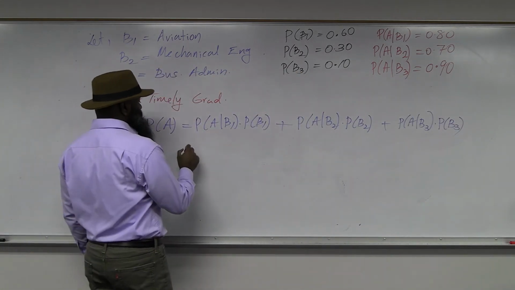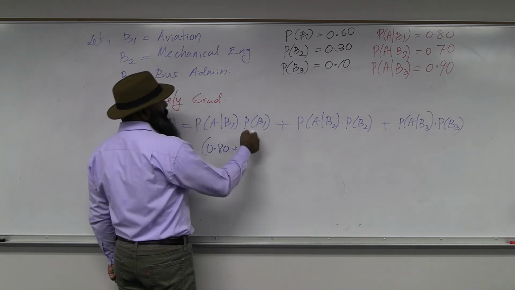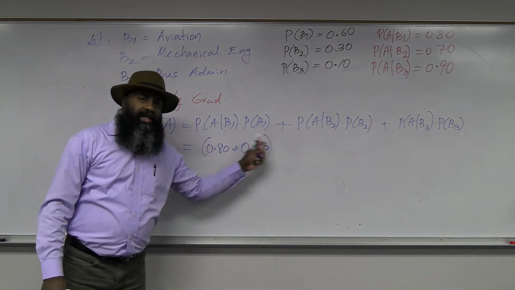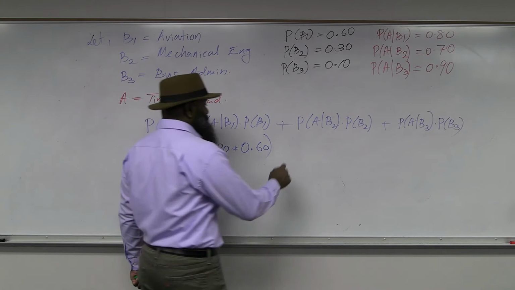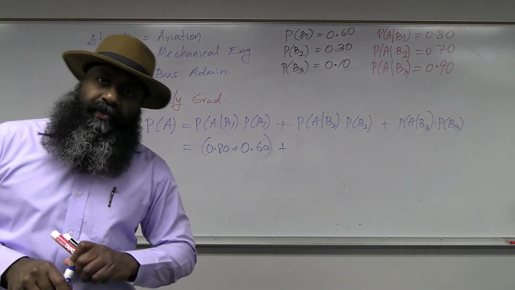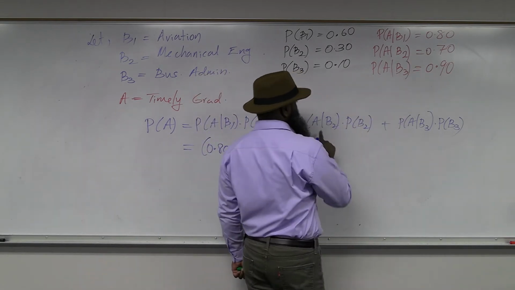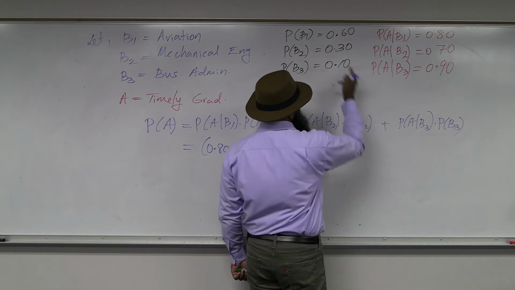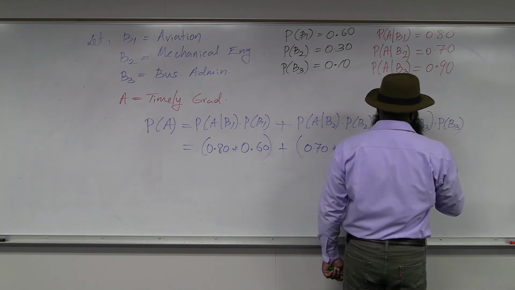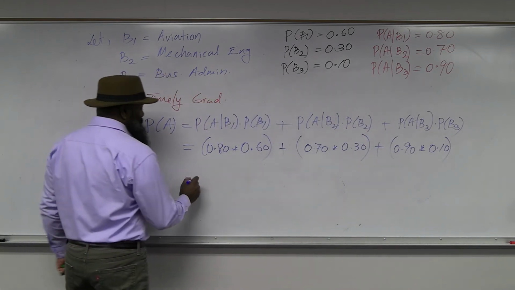So we can plug in those values and simplify. A given B1 is equal to 0.80, and PB1 is equal to 0.60. It's safe to write down these quantities to be multiplied inside parentheses, because we're going to enter them into your calculator, and sometimes students make mistakes with the multiplication and addition. So you can avoid those by using those nice parentheses. Very clear then, A given B2 is 0.70, that times PB2 is 0.30, plus A given B3 is 0.90 times PB3 is 0.10. Now you can find that probability and get the answer.